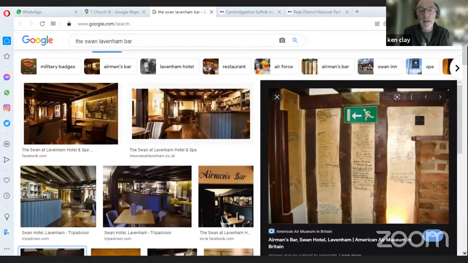The wall has the signatures of the airmen from the United States from the Second World War.